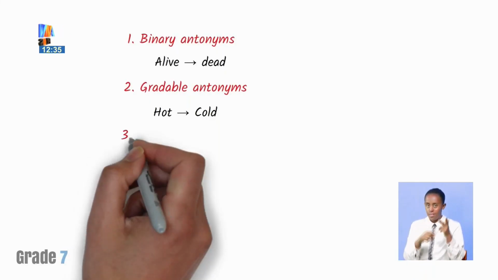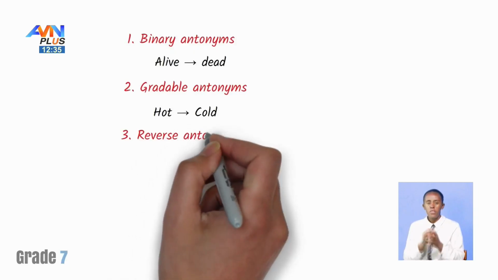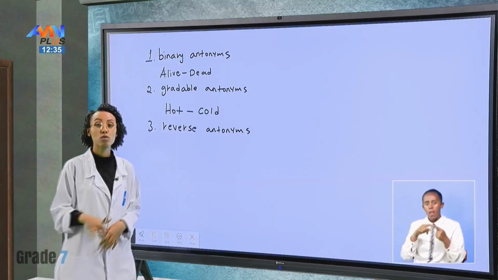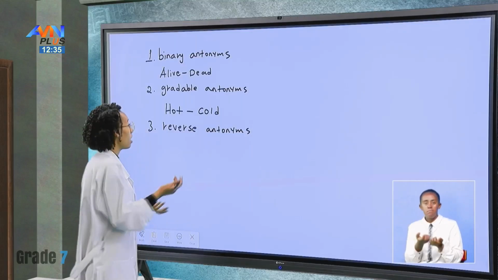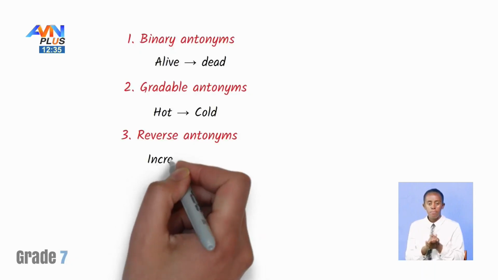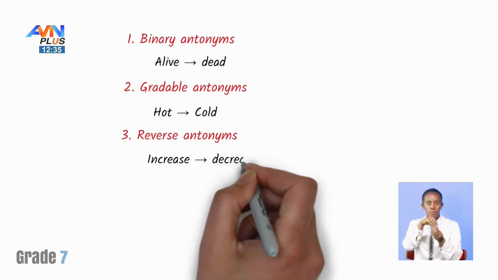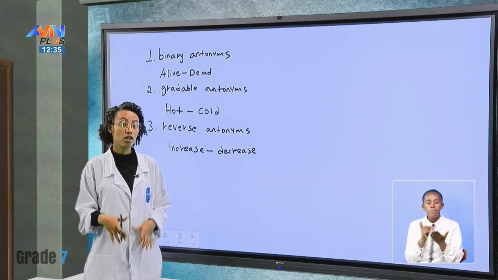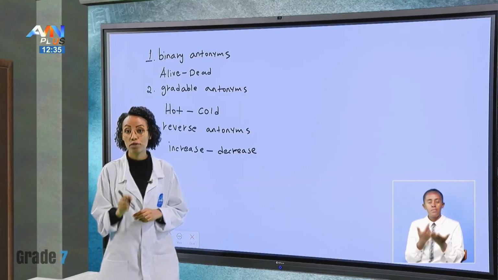The third one is reverse antonyms. Reverse antonyms are antonyms or words that have a reverse meaning or reverse idea. For example, let's say increase, decrease. If you see here, something is going up and something is going down. So that means the reverse. And that's how we use reverse antonyms.